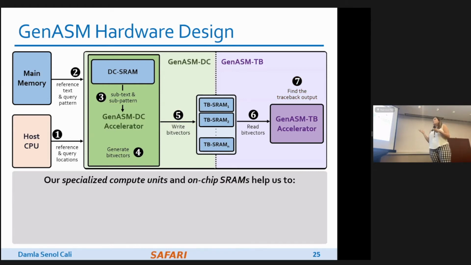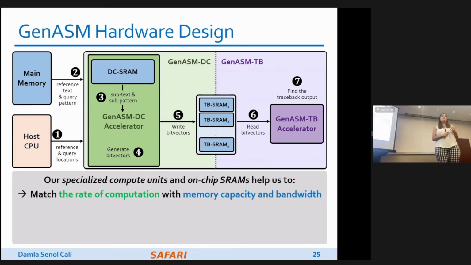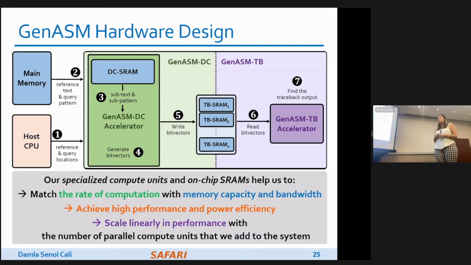So our specialized compute units and on-chip SRAMs, as I explained, help us to first match the rate of computation with memory capacity and memory bandwidth. Second, achieve high performance and also power efficiency. And third, scale linearly in performance with the number of parallel compute units that we add to the system.